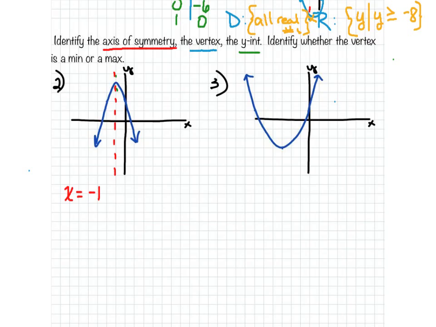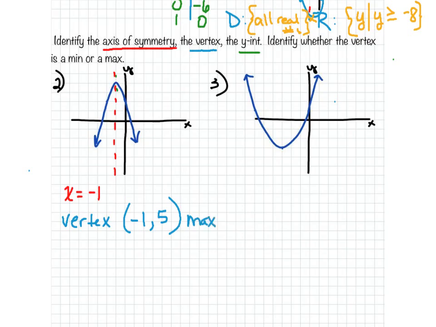Okay, the next thing we have to identify is the vertex, and whether it's a minimum or a maximum. The vertex is the point that I've indicated in light blue. It's at negative 1, positive 5. That is the vertex. And we know it's a maximum. Just looking at it, we can tell that it is a maximum.